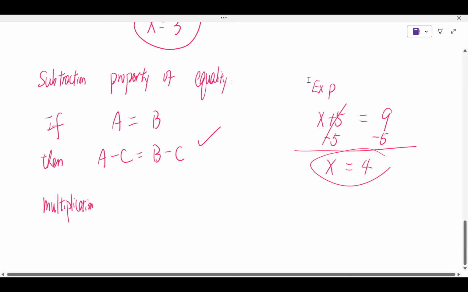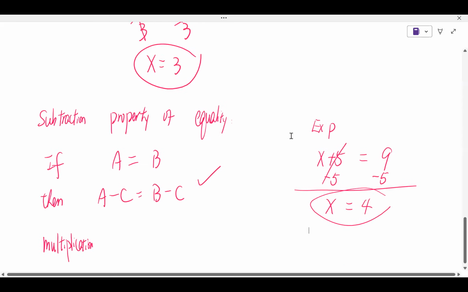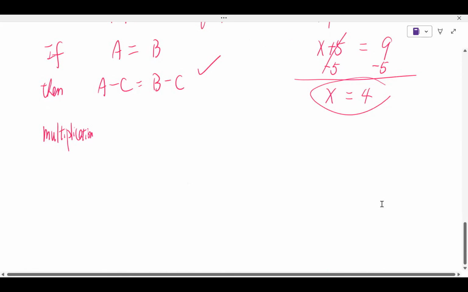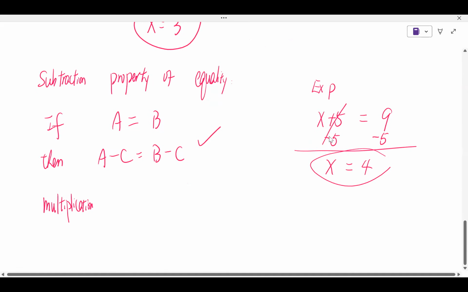Sarah, question? So when you're adding, you're actually subtracting, and when you're subtracting, you're actually adding? Yeah, exactly. You're doing the opposite. Very good, it's a very good observation. So you see, this is minus, we do plus. Opposite. This one is plus, we minus, based on the goal, which is to get x by itself.